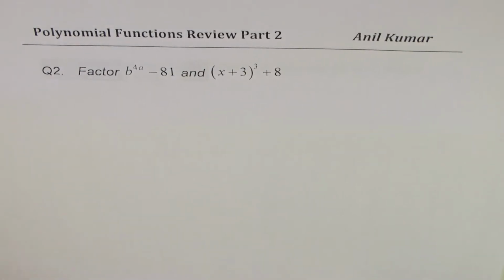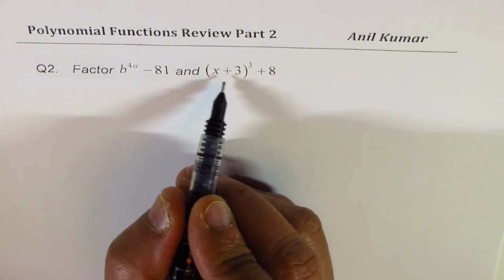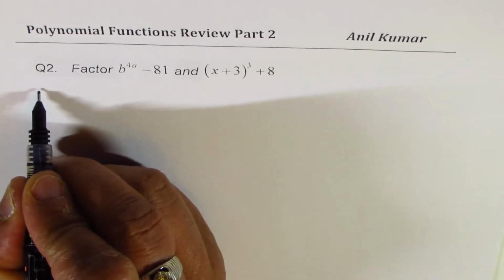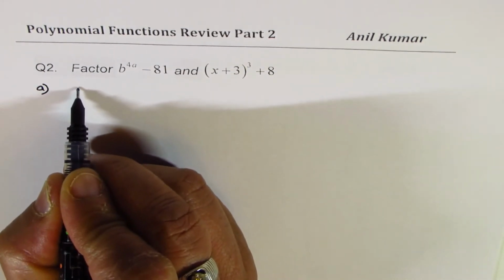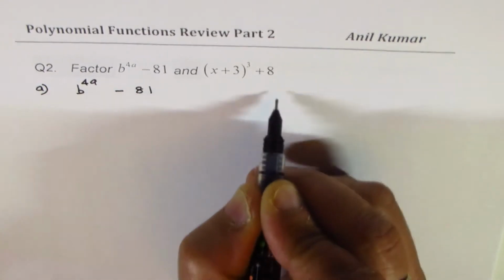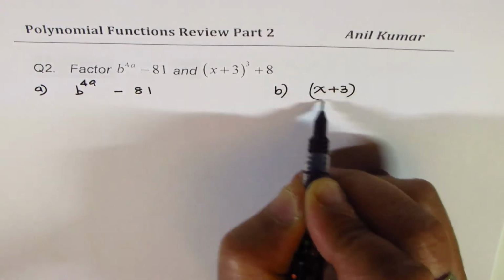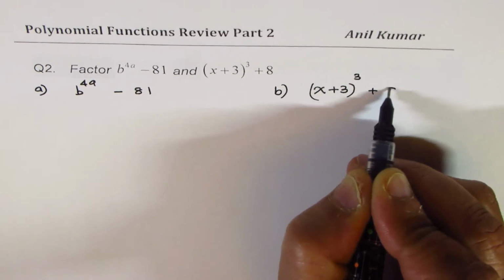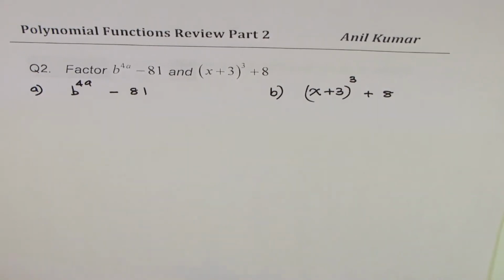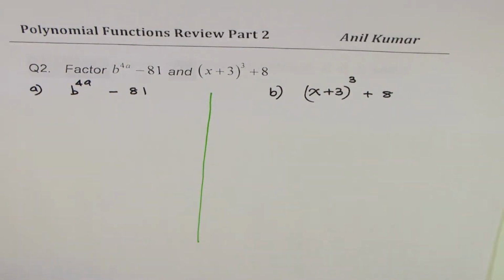Let's move on to question number 2 now. We need to factor b to the power of 4a minus 81 and (x plus 3) whole cube plus 8. So there are two questions here. So let's call them part A and B. So A is to factor b to the power of 4a minus 81, and B is to factor (x plus 3) whole cube plus 8. You can always pause the video, answer these questions, and then check with my solution.